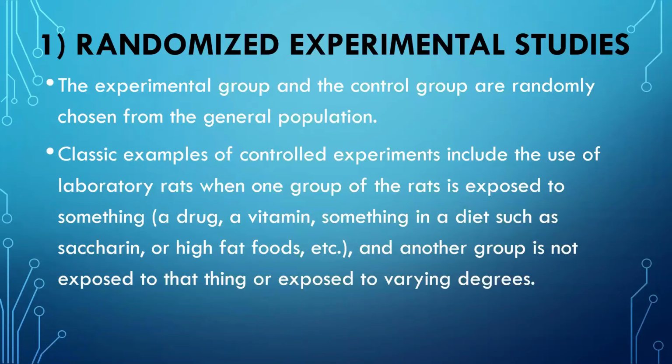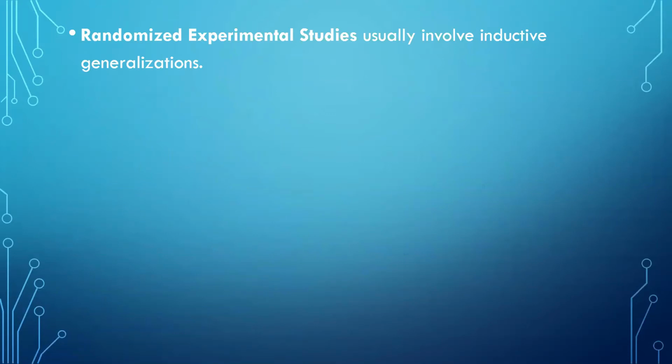These are randomized experimental studies, and these are very common and useful. An example would include the lab rat case, and so we'll look more carefully at one of these in detail. And what we do is, after we find the suspected causal effects, then we generalize those to a broader population. So broadly speaking, these involve inductive generalization.